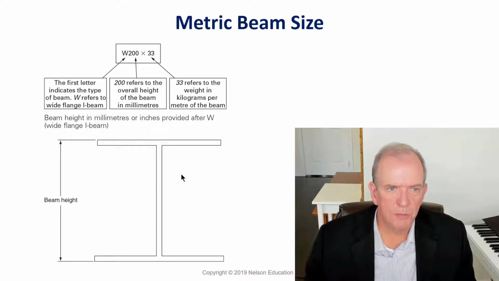So when we talk about beams, they will be found on drawings, and they'll be designed from the building code to be a certain size. If you look in the building code for standard beams, it'll say something like W200 by 33. The W stands for wide flange I-beam. So it's just a typical I-beam. The flange is a certain pre-described width. The 200 is the beam height, 200 millimeters. And the 33 is the weight, 33 kilograms per meter.